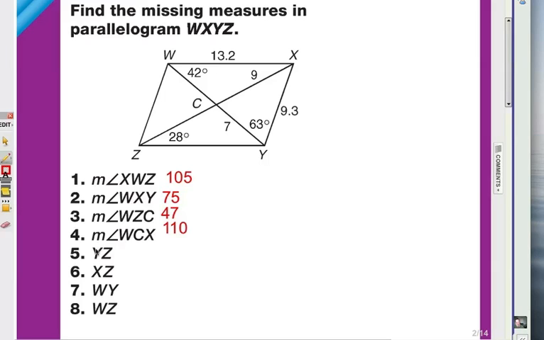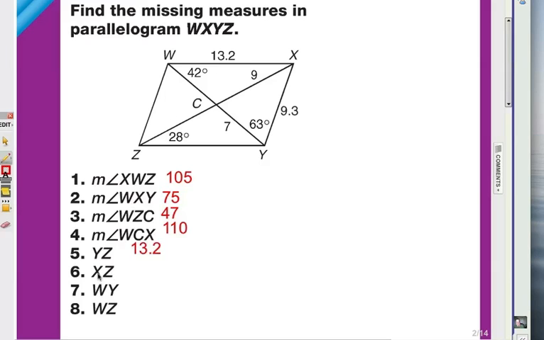Number 5, what's the length of YZ? Now YZ is this side here. Notice it's opposite that side. We know that in a parallelogram, opposite sides are congruent. So that's got to be 13.2.